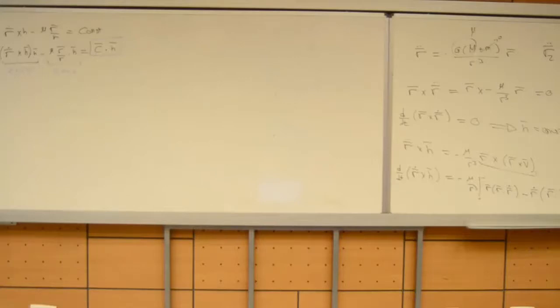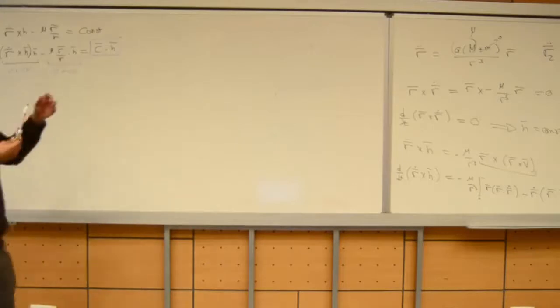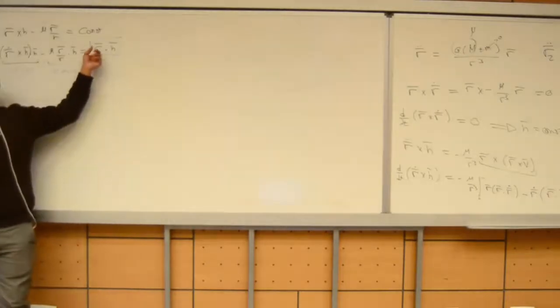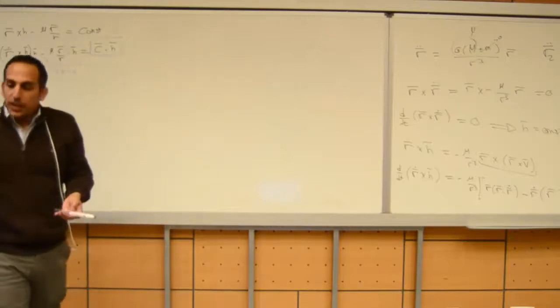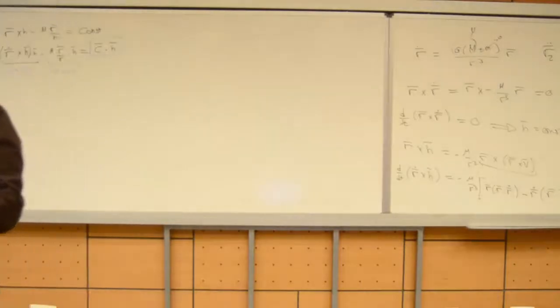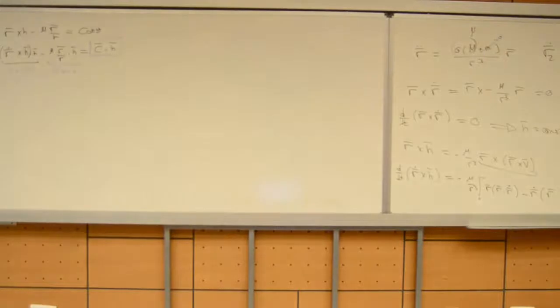Why did I say one degree of freedom, or one integral of motion? I had 6, now I have 5. Why just one? Because this is a scalar relationship. C dotted with H is one equation. It's a scalar relationship, not a vector relationship. It's just one equation, so one equation reduces your dimensionality by 1.